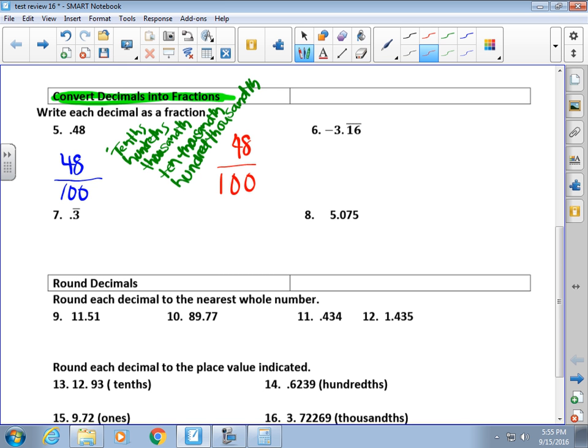From there, I reduce. I'm going to reduce by 2, because they're both even. 48 divided by 2 is 24. 100 divided by 2 is 50. They're both still even, so I'm going to reduce by 2 again. This one is 12. This one is 25. This is my final answer, 12 over 25.